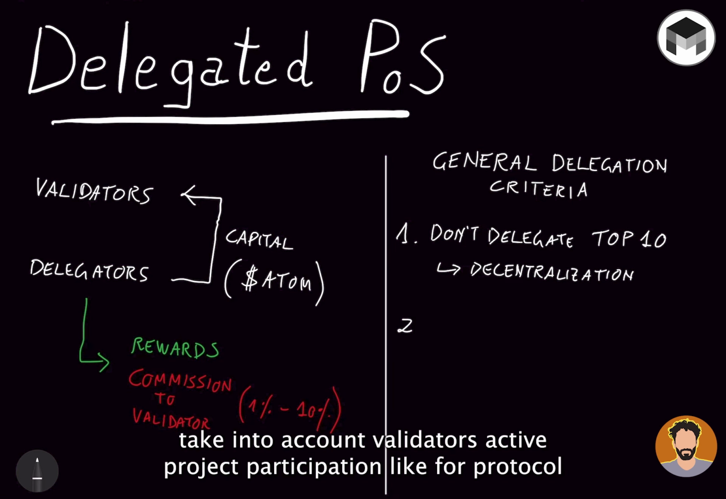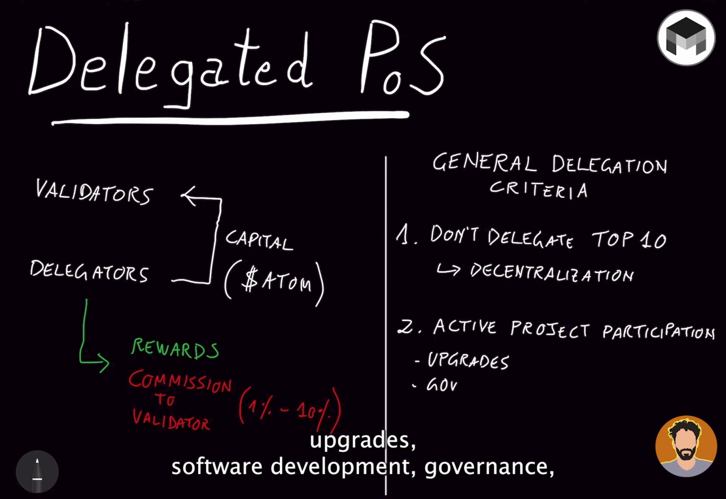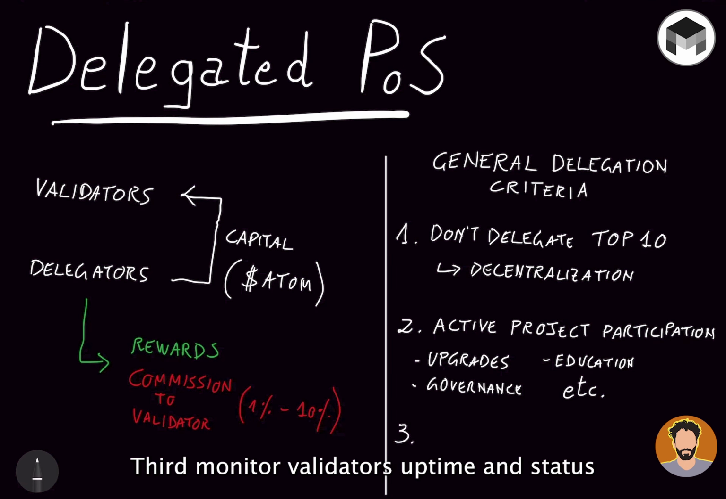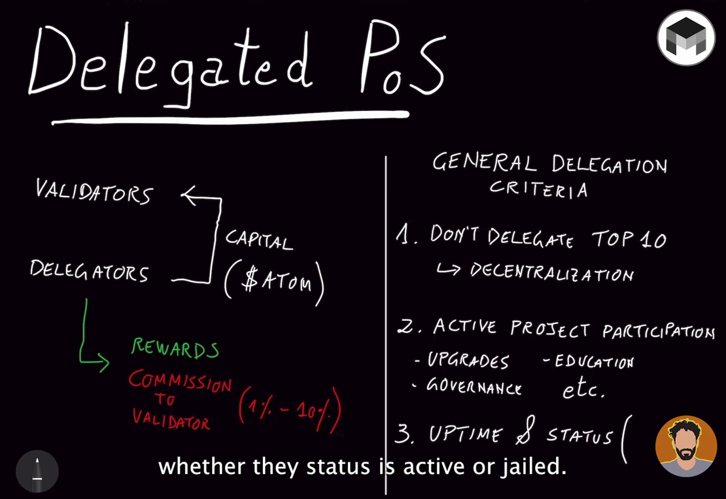Second, take into account validators' active project participation, like for protocol upgrades, software development, governance, or for education purposes. Third, monitor validators' uptime and status, whether their status is active or jailed.